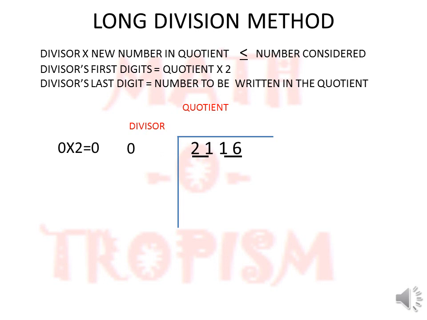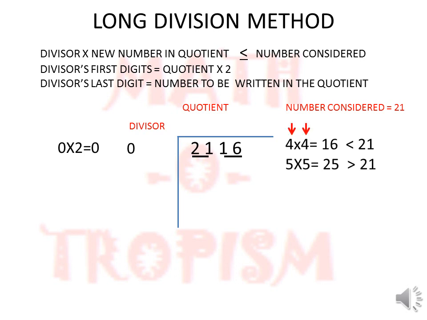Now the number considered first is 21. So I have to put a number in such a way that its square is less than 21, because I am going to put the same number in the divisor's last digit as well as the quotient. So it is the square of the number automatically. Which number's square is less than 21? When I take 4 into 4, it is 16, and 5 into 5 goes to 25. So I need to take 4 into 4 is 16, because that is less than the number considered.